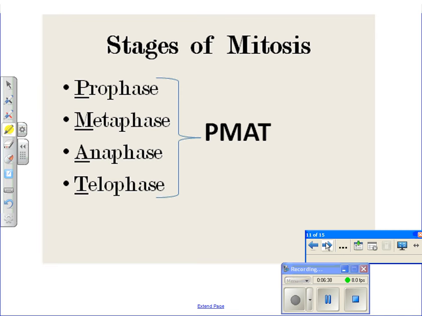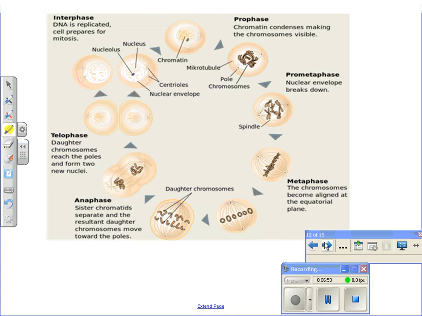Okay, so stages. We can break it down into a simple acronym called PMAT. The first phase after interphase is prophase. Then we go to metaphase, anaphase, and telophase finally. So that is your PMAT.